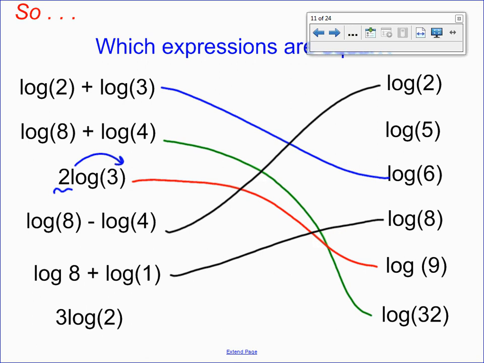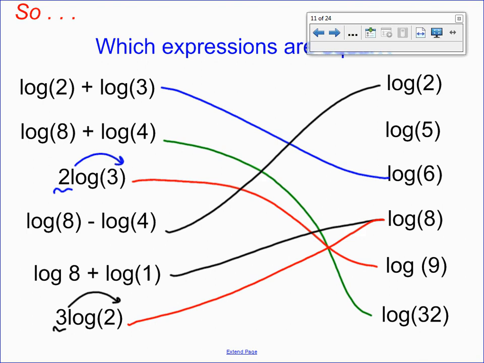Nice job. And 3 log 2, what's that going to be? What's 3 log 2 going to be? Jackson and Olivia? It would be log 8. Log 8 also. Way to go, because that would be log of 2 to the 3rd power. Nice job. Way to go, you guys.